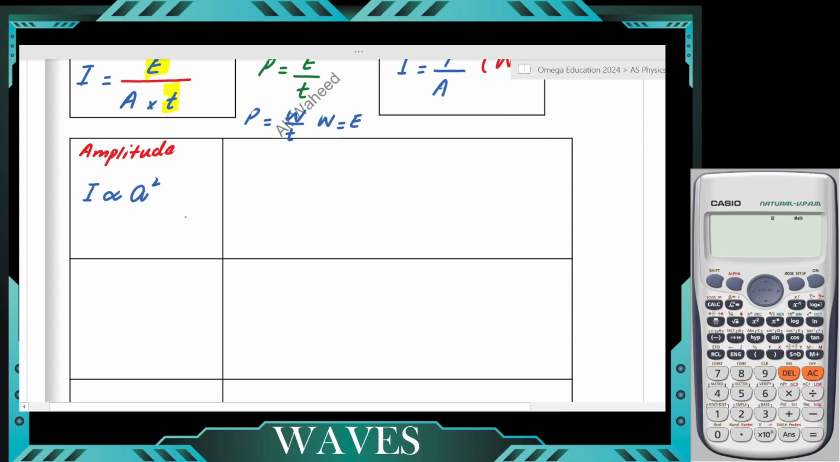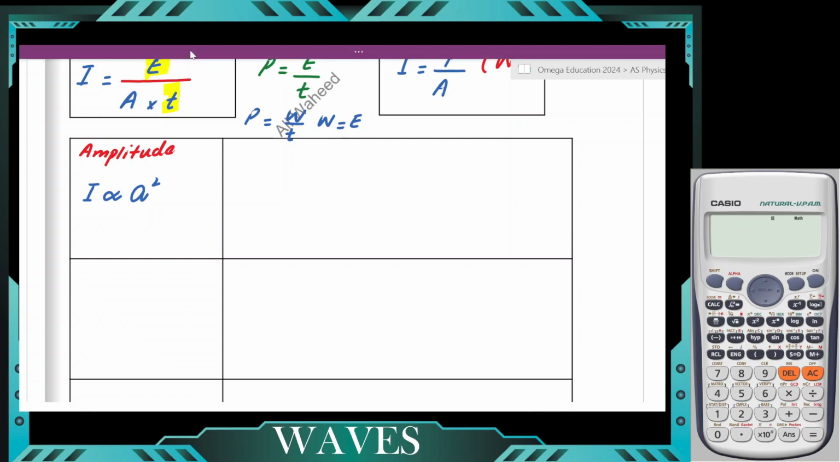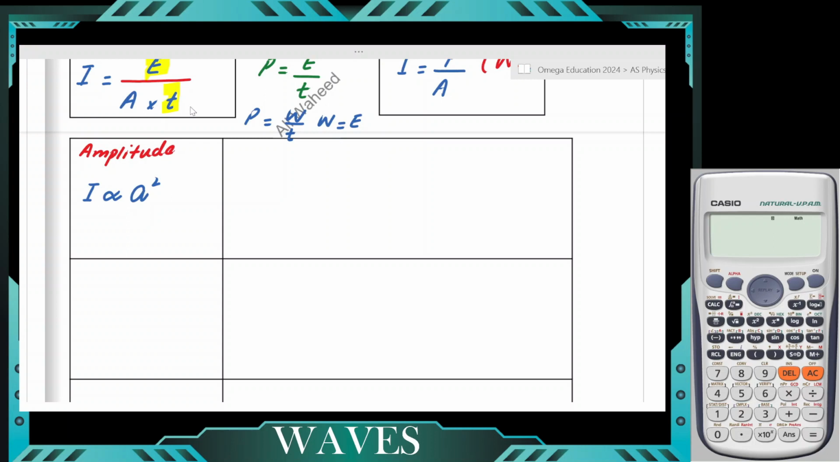Now the same thing where A represents amplitude, the small a represents amplitude in this case. Now the thing is, if I want to convert it into an equation, I'll need to insert a constant. So let me insert a constant over here. I can write it as I equals k times a square. What is k?